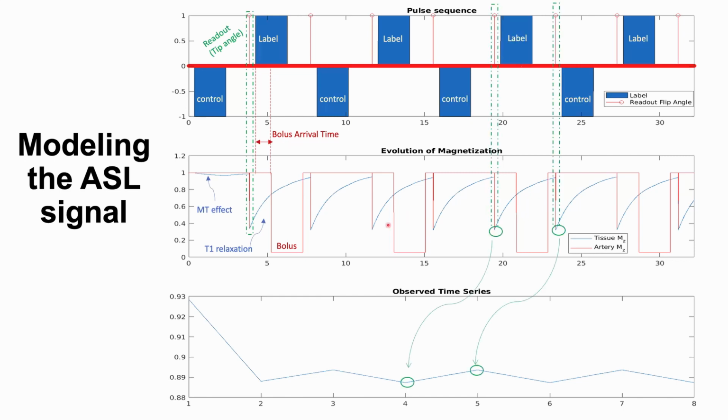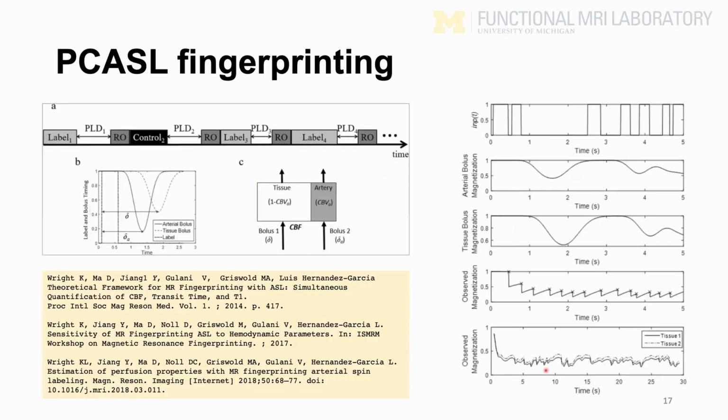Over time, we do this: label, control. And here where we do the tip down, that's where we obtain our data, and then we can catch the different time points throughout the evolution. And this is what we end up observing. This is what's going to make up our fingerprint. So we tried this out.